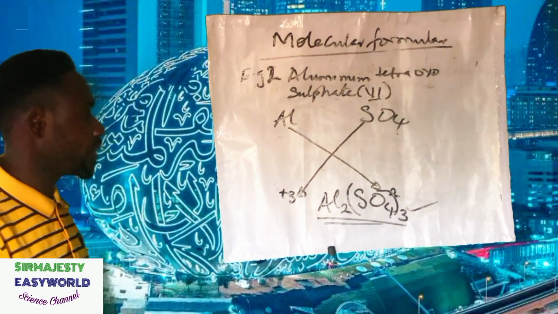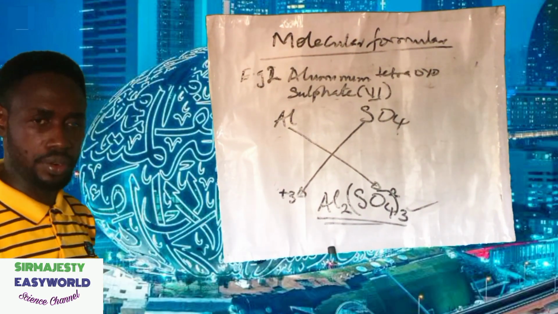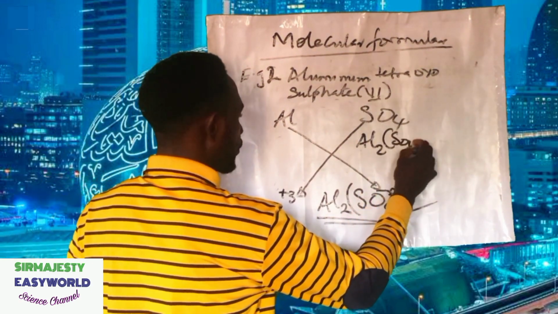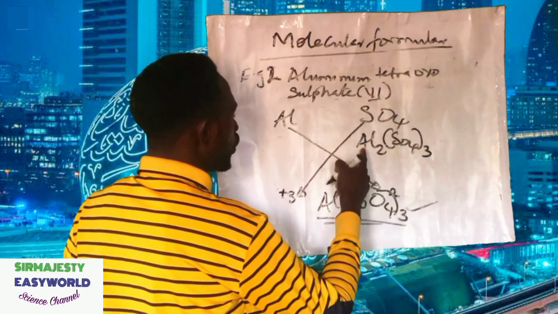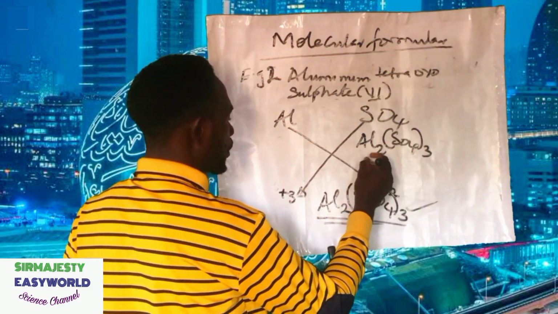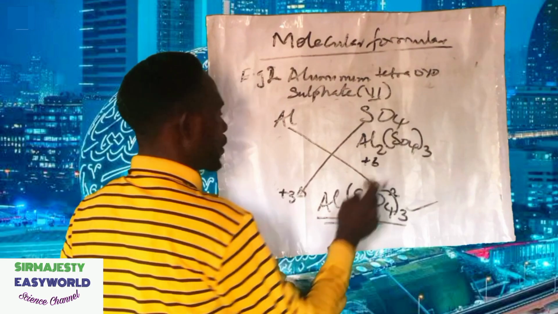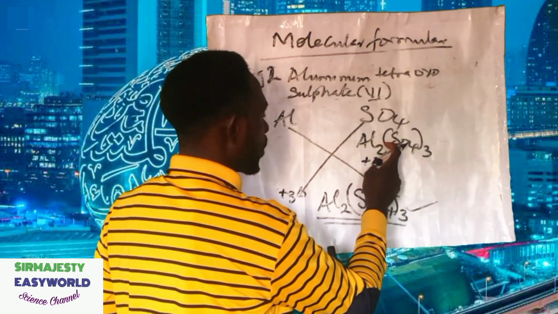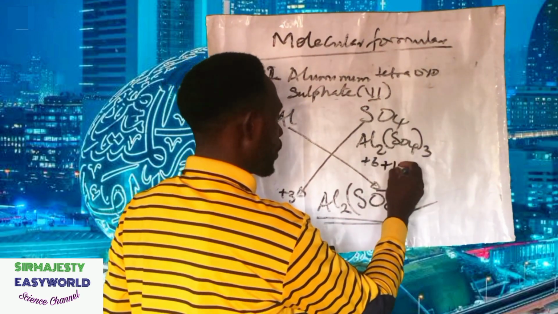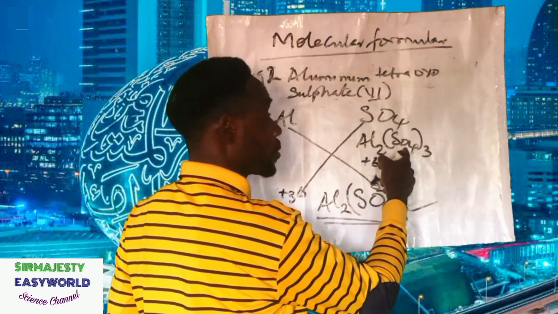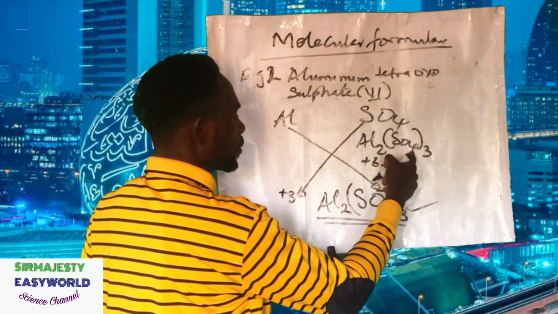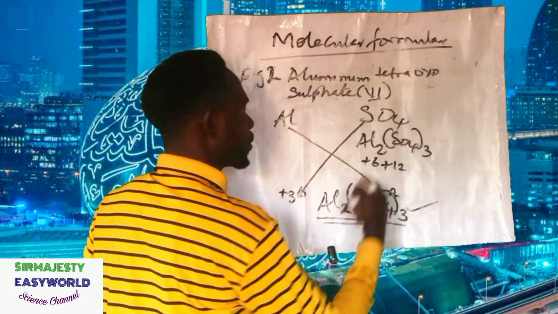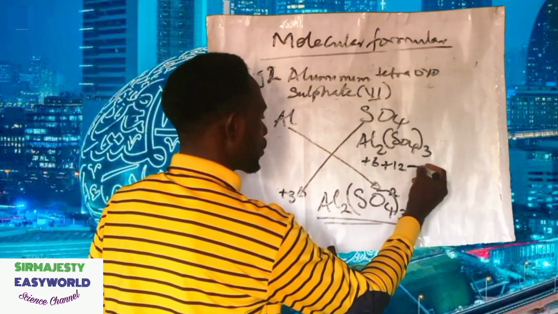Now, check. When we check this, did it give us 0? Actually, let's check if this formula really gave us 0 as a net charge. Yes. Remember that aluminum is 3. 3 times 2 is 6. Now, sulfur is sulfate 6. And the 6 of them, how many? When we have sulfate 6, 6 times 3 is going to be 18. Then oxygen is minus 2. Minus 2 times 4 is minus 8 times 3, which means 3 times 4, which is 12. 12 times 2 is 24.